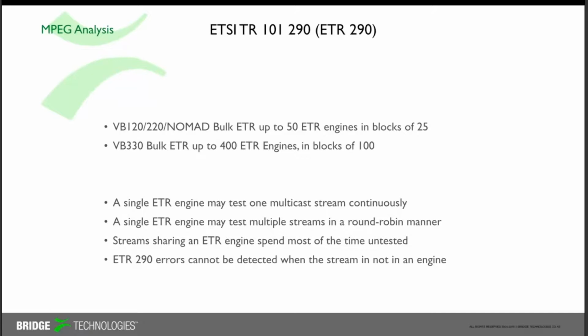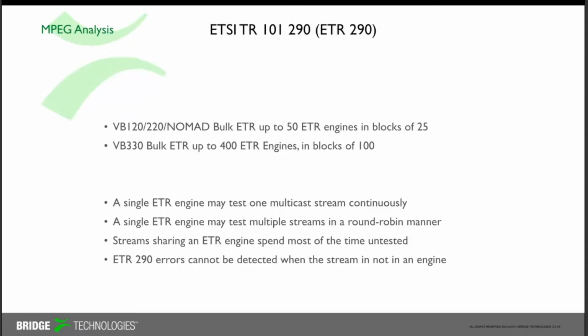And the thing to know about an ETR engine is it may test one multicast stream continuously, or a satellite channel, or a cable channel continuously. Or you may set that ETR engine to test multiple multicast streams or multiple satellite transponders by retuning. And that means that any of these streams, whether they're multicast streams or RF channels, spend some of the time not being tested.